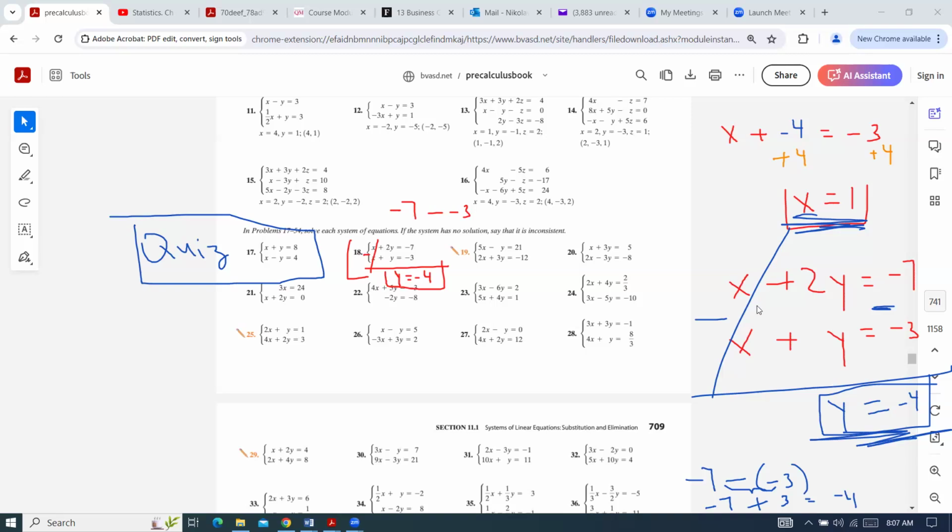Professor, I just have one question. So after you got -4, you plugged it into the second equation on number 18, right? Not the top one. Yeah, I put it in the second, or you can put it in the first, it doesn't matter. It'll be the same answer. All right. Thank you. You're welcome.